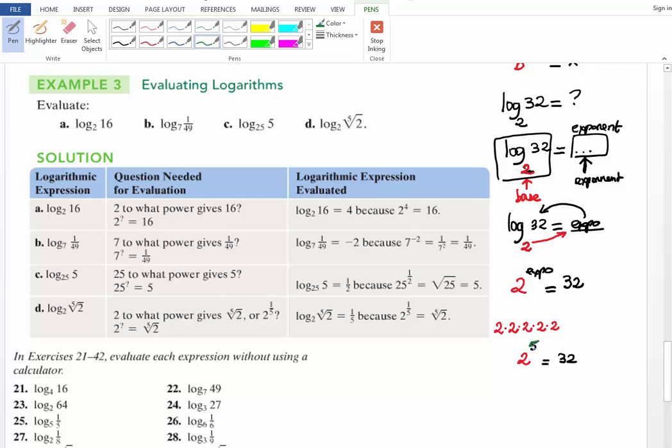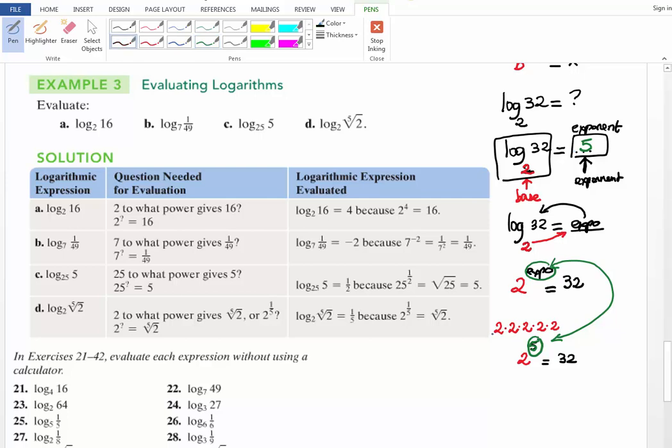So 5 is that exponent I was looking for in order to raise 2 to that power and get 32, the quantity inside the log. So I did find that exponent. That exponent is 5. So log base 2 of 32 is 5. That's my answer. So I could do it that way.